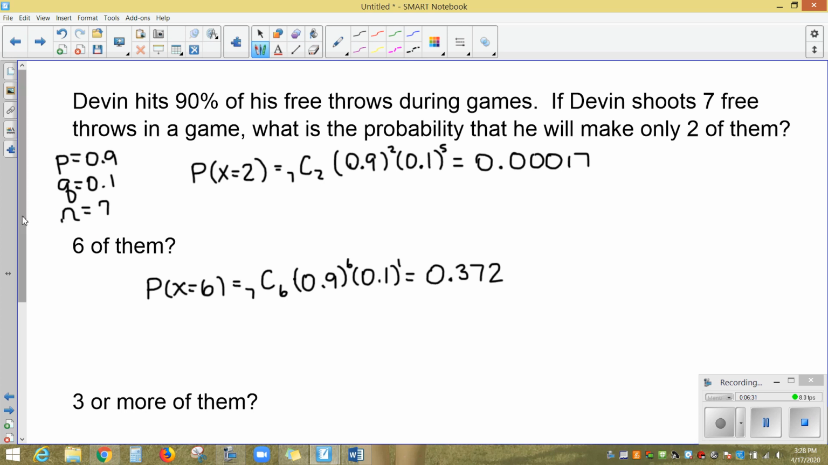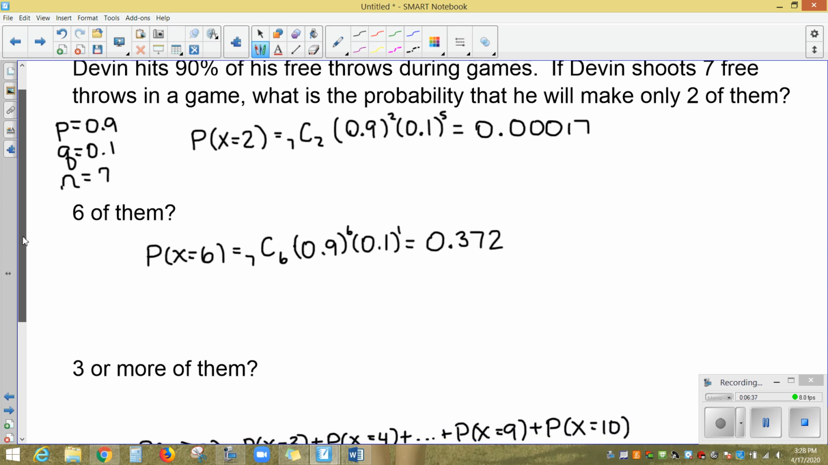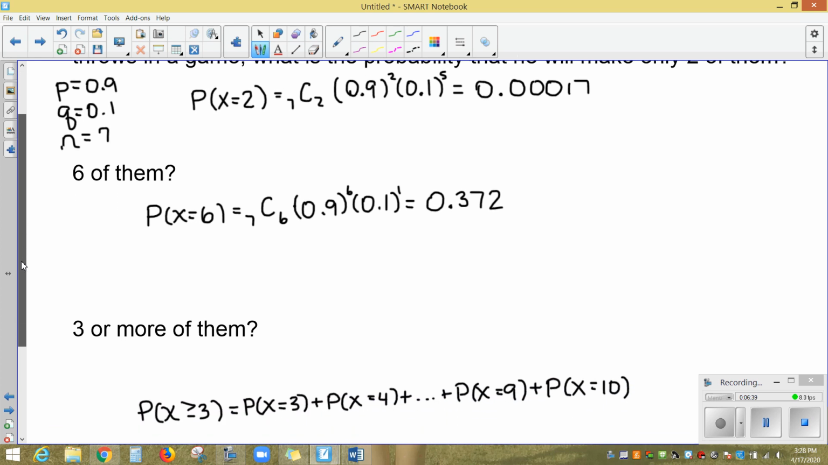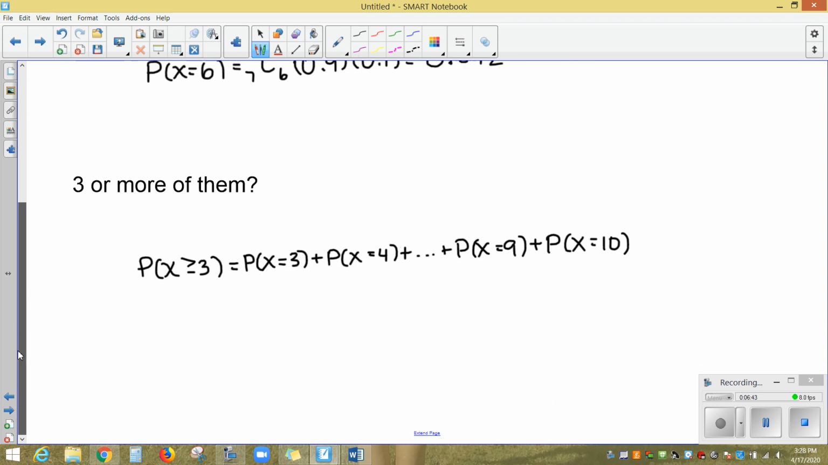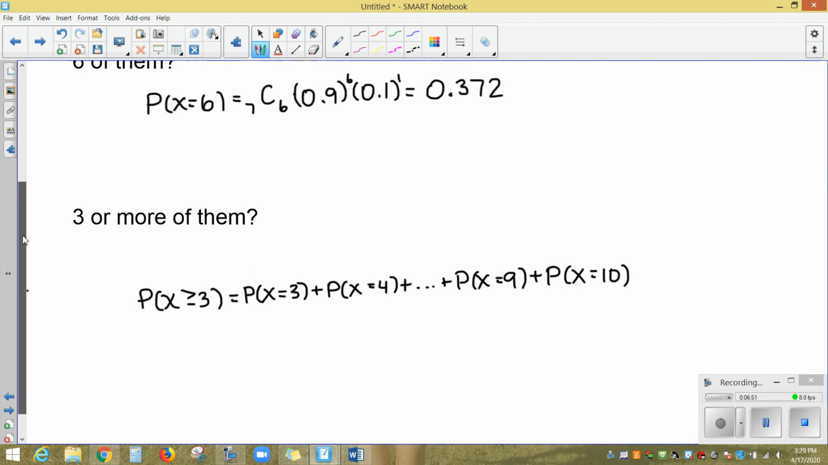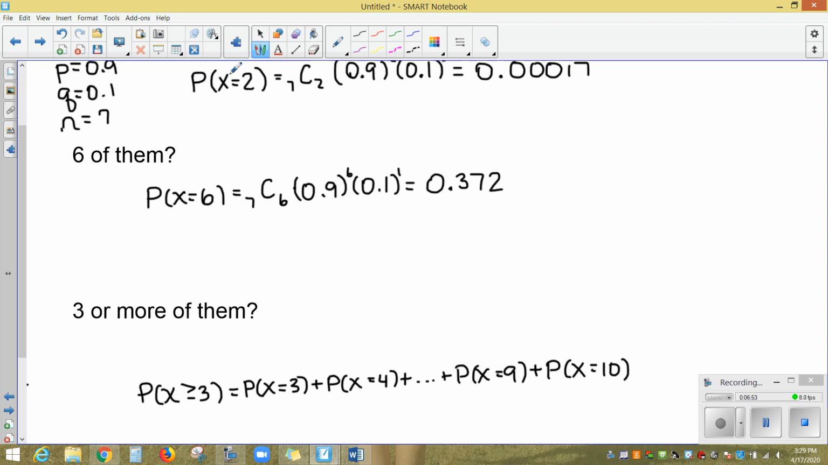If we want to find the probability he's going to make 3 or more of them, okay, that task gets a little bit daunting because I say, well, he might make 3 or 4 or 5 or 6 or 7 or 8 or 9 or 10 of them. Okay, and so then I get to practice the formula 8 times. Well, out of the 8 times I'd have to do 6 more because I've already done 2. So 6 I wouldn't have to redo, but I'd have to do 3, 4, 5, 7, 8, 9, and 10.